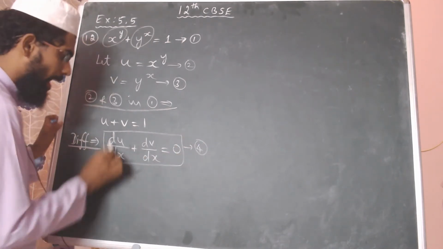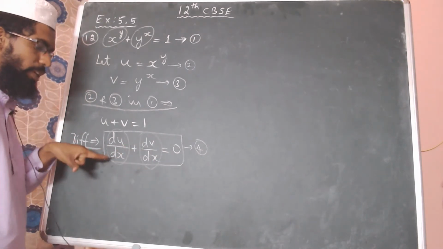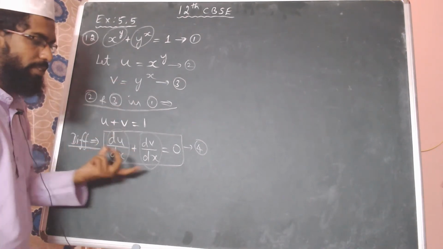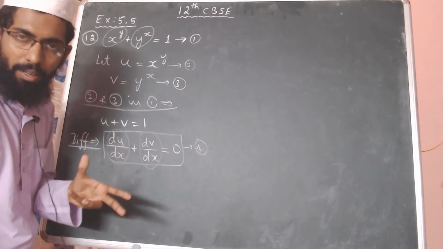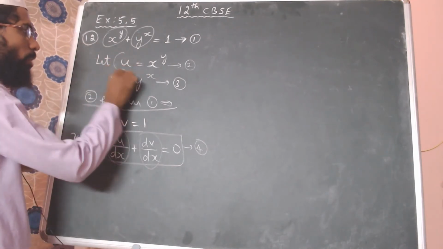Now simple, I will find du by dx and I will find dv by dx. How will I find du by dx? If I differentiate this, I will get du by dx. If I differentiate this, I will get dv by dx. If I substitute that, I will automatically get dy by dx. Right. Now let me take equation 2.